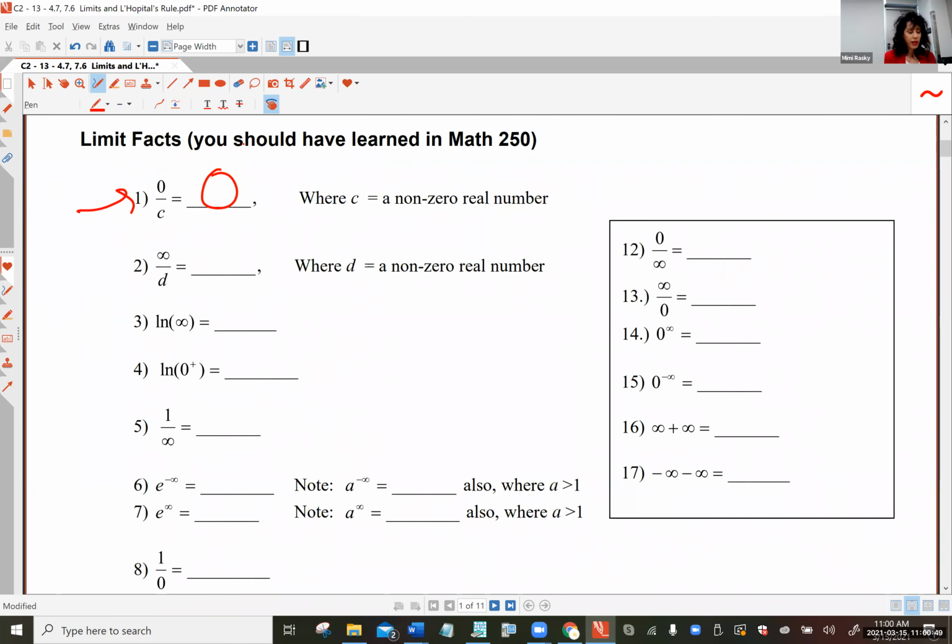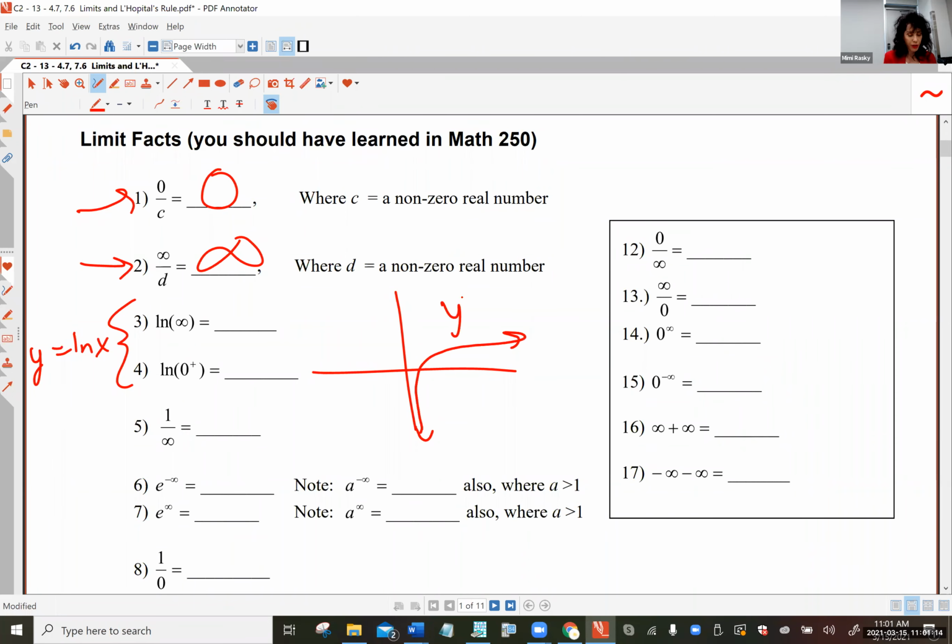Know it. What if you got something like infinity divided by a number, like infinity divided by 2? What would that end up being? Infinity. Yeah, that's still a big number. It's still going to be infinity. Okay, forget it. Now, the next two have to do with the graph of y equals ln x. And if you remember what the graph of y equals ln x looks like, then that'll be helpful for you to get these two limit facts in hand.